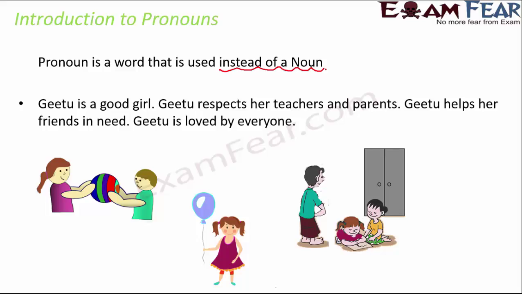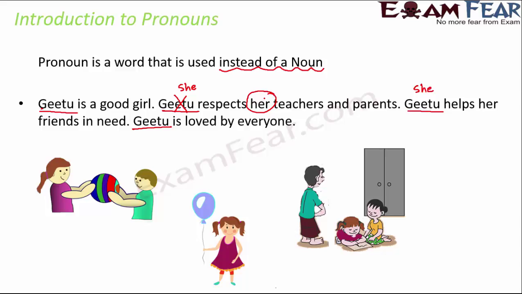You observed that we have used the name Gitu many times. Like in every sentence we are saying Gitu, Gitu, Gitu, right? So in order to avoid this repetition, what do we do? We replace the noun Gitu with a pronoun. For example, we can replace this Gitu with she. Similarly, we can replace this Gitu again with she. Like here, if you see her, instead of that, we could have written Gitu respects Gitu's teachers and parents, right? But we have replaced Gitu's teachers with her teachers.